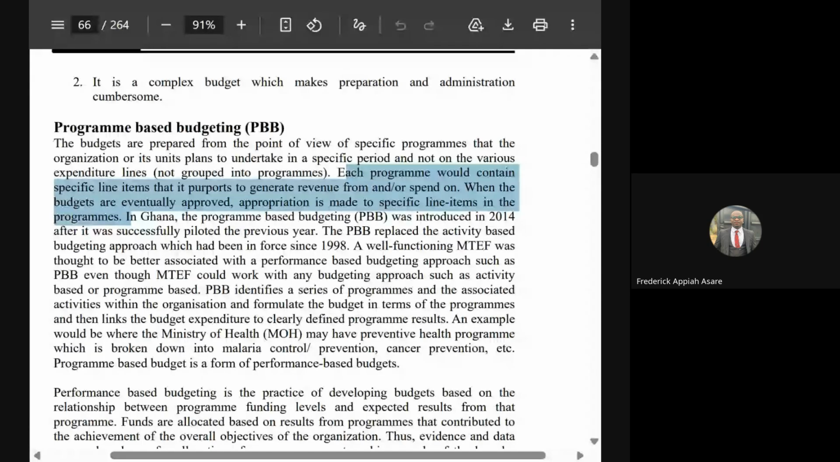When the budgets are eventually approved, appropriation is made to specific line items in the programs. In Ghana, the program-based budget was introduced in 2014 after it was successfully piloted the previous year. The PPB replaced the activity-based budgeting approach, which had been in force since 1998. A well-functioning MTEF, medium-term expenditure framework, was thought to be better associated with performance-based budgeting such as the PPB, even though the MTEF could work with any budgeting approach.